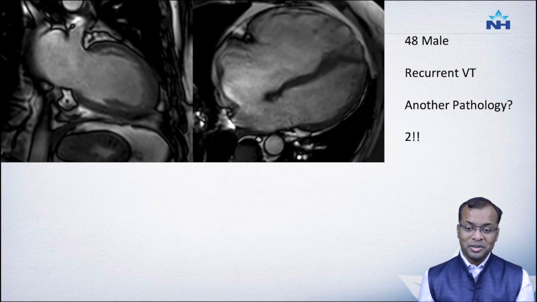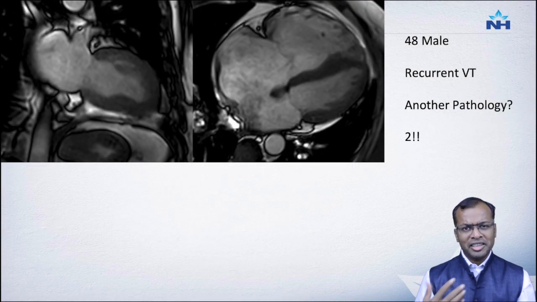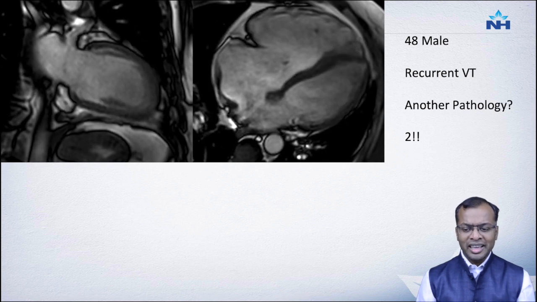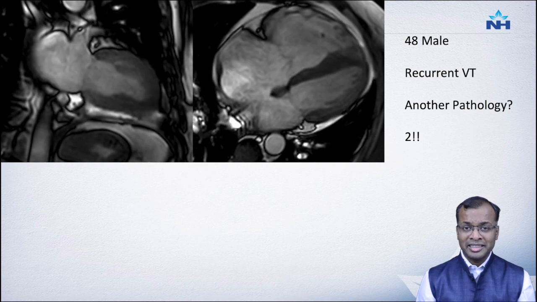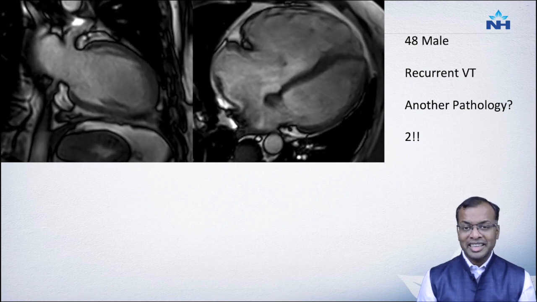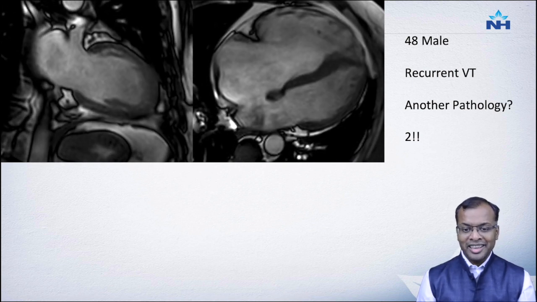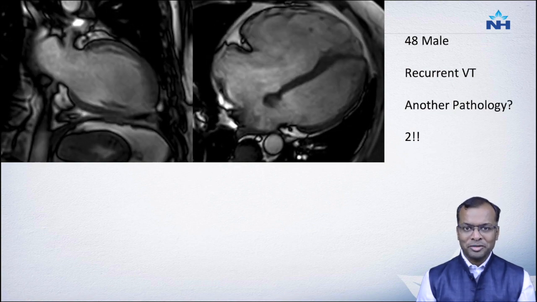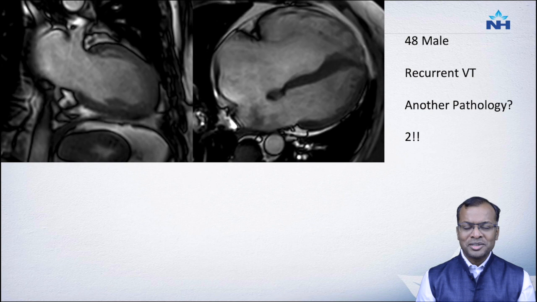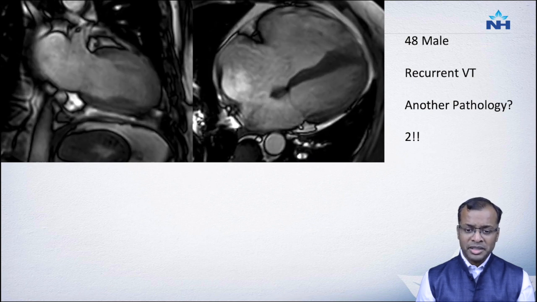This is a 48-year-old male patient who's been having recurrent ventricular tachycardia. And when you look at this, echocardiography did pick up another pathology, and cardiac MR was asked for it. I just want you to have a look through this while I keep quiet for a few seconds to see if you can pick up something abnormal.